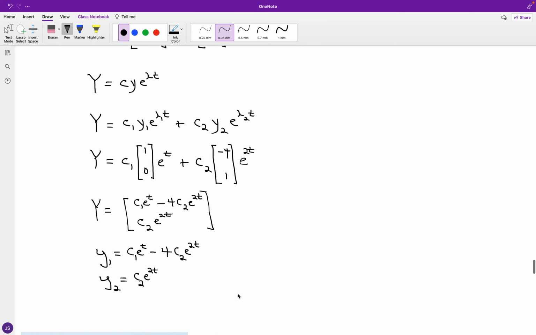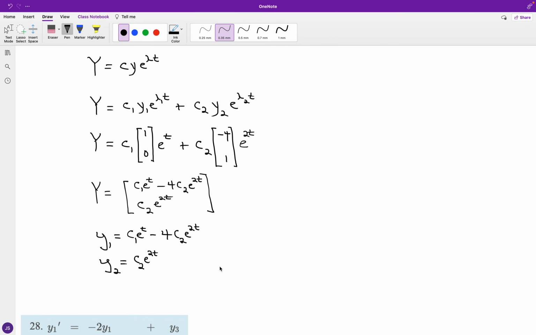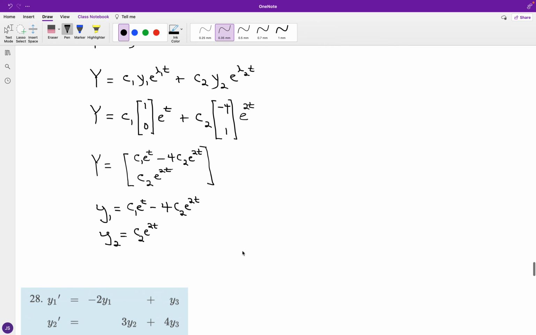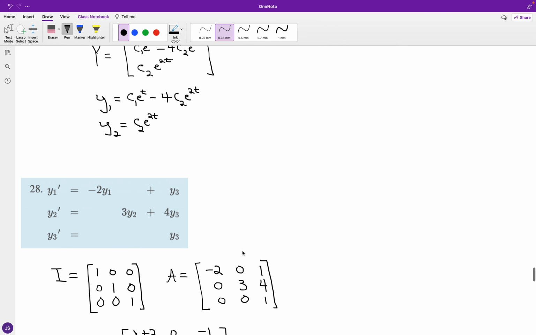So we have for this system, y sub 1 is equal to c sub 1 e to the t minus 4 times c sub 2 e to the 2t. And for y sub 2, we have c sub 2 times e raised to the 2t.